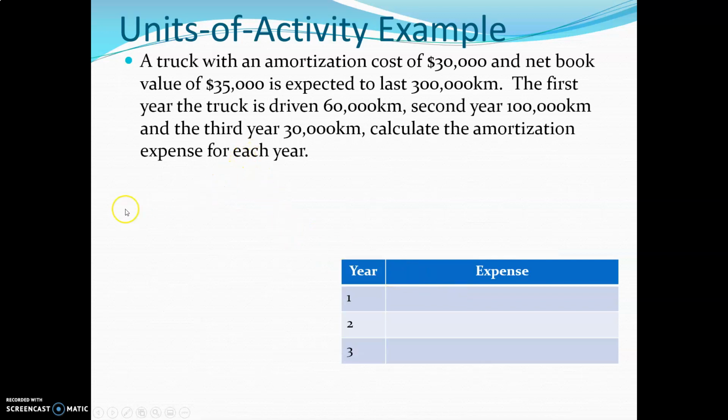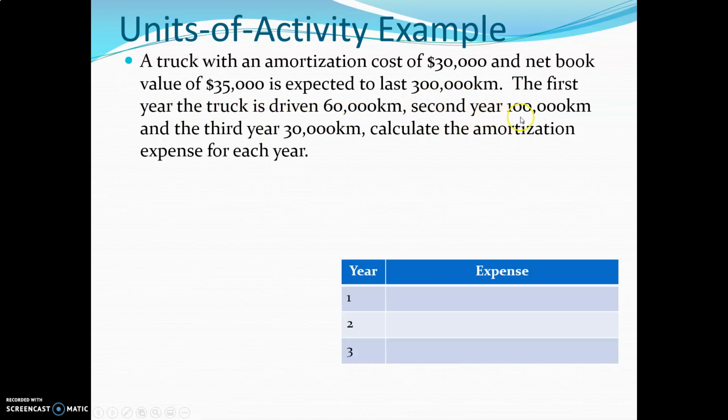Units of activity is a little bit different too. Imagine that you use a truck some parts of the year, or we don't use it at all in some years. How do we end up dealing with this? A truck with an amortization cost of $30,000 and a net book value of $35,000 is expected to last 300,000 kilometers. The first year, the truck is driven 60,000.